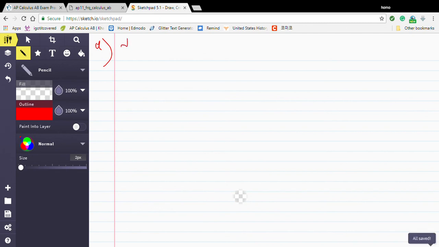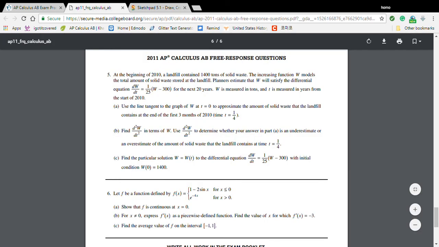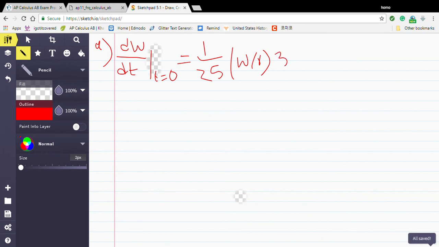we are first going to plug in the number we're given. Unlike the regular equations, we're not given y and x. We are given W and t, which is dy/dx, so W and t, and we are given t equals 0. So we're going to find the slope at t equals 0, which is W of 0 minus 300.